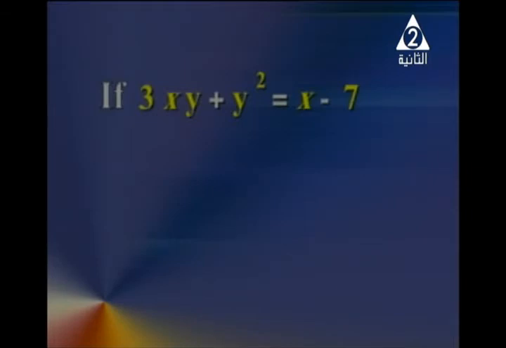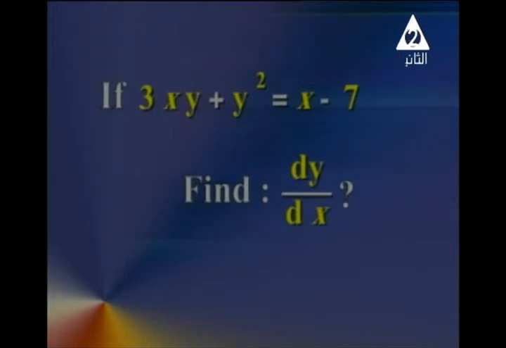3xy plus y squared equals x minus 7. Find dy over dx. Dear student, very important example. If we have 3xy plus y squared on the left-hand side equals x minus 7 on the right-hand side, deduce dy over dx. Look at it, dear student.